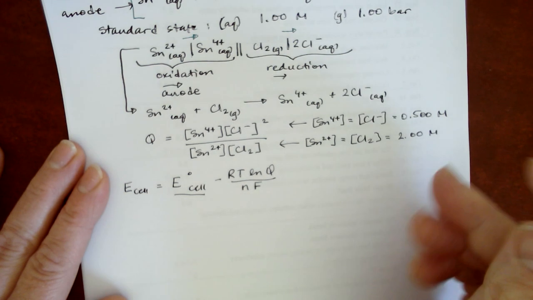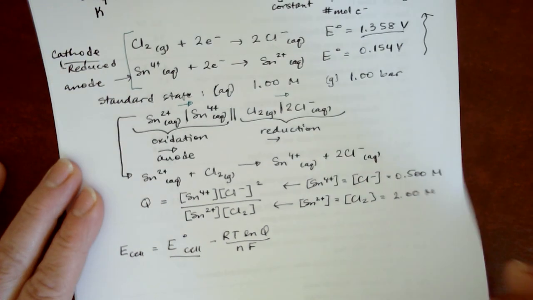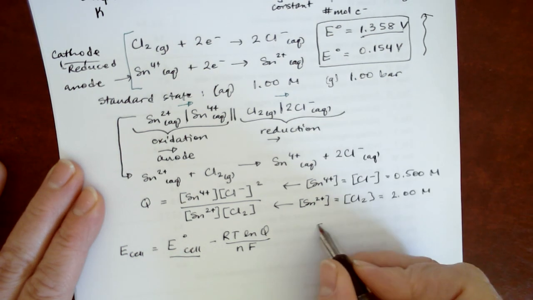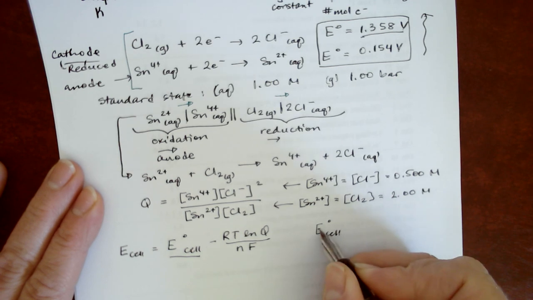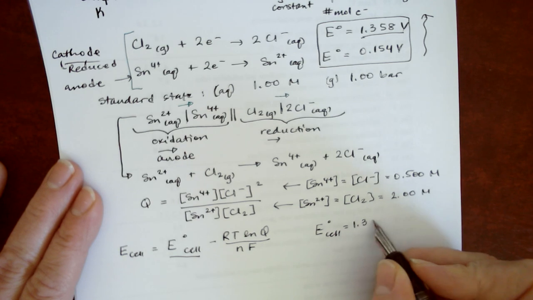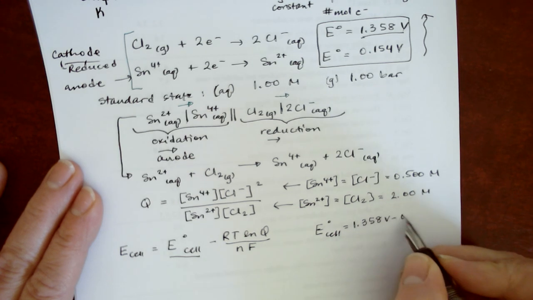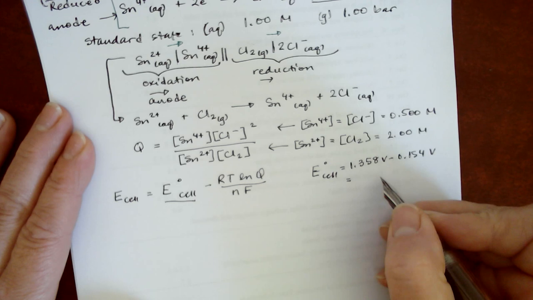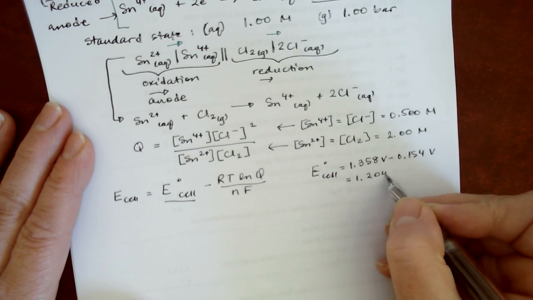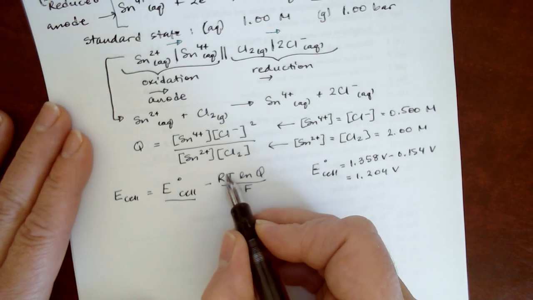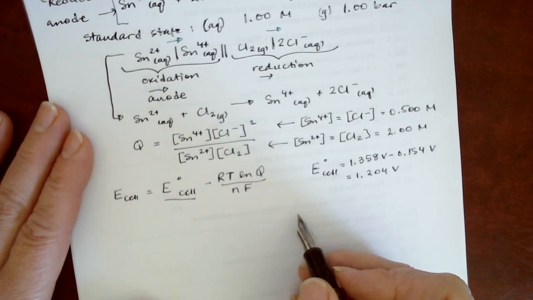So going back up to our cell, this is our cathode and our anode cell potentials. So our E cell for the standard state is cathode minus anode, 1.358 volts minus 0.154 volts. So that is 1.204 volts. All right. And then we need a little bit more information, which is we need the temperature. So we'll just go ahead and go with room temperature, 298 Kelvin.